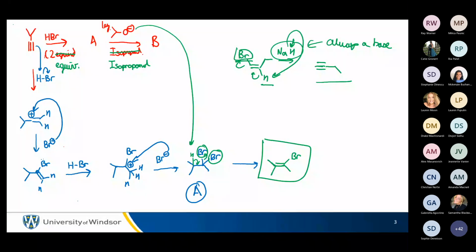Because if it made sense, this wouldn't be organic chemistry. It's got something to do with quantum mechanics, and that's as far as I can go. I'd be lying if I said I understand why sodium hydride is a base and sodium borohydride is a nucleophile.